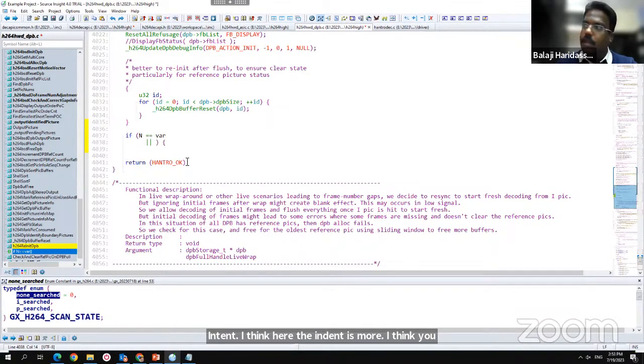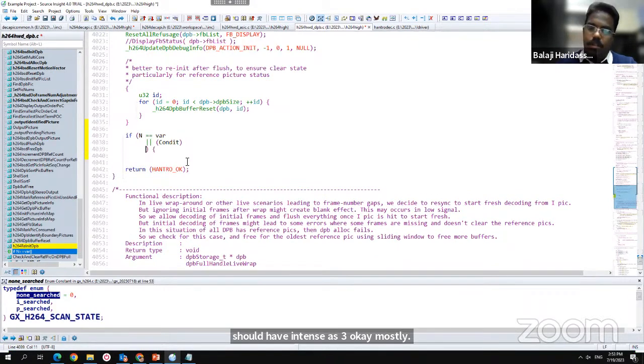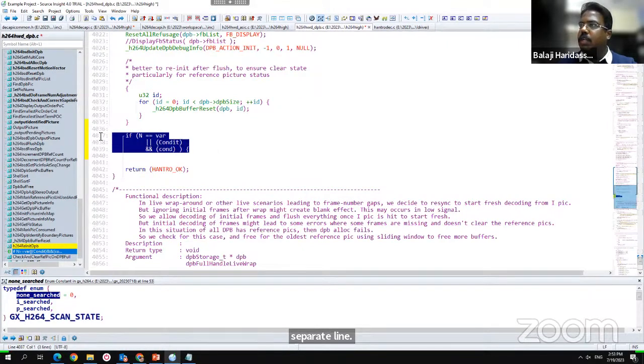So or some condition, and some condition. This makes the code look neat. And within this, you can have again, multiple conditions. If it is small, make it in single line. If not, break it into separate lines. Don't create a big line syntax. It's not good.